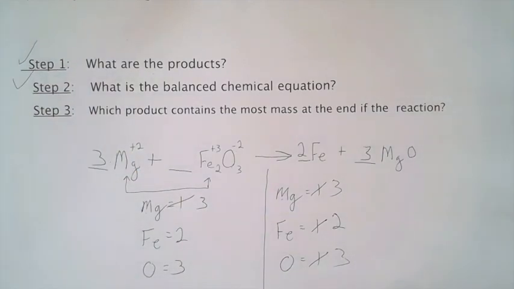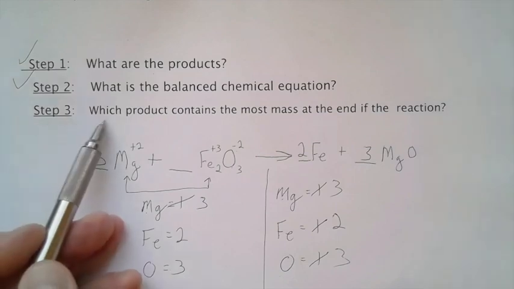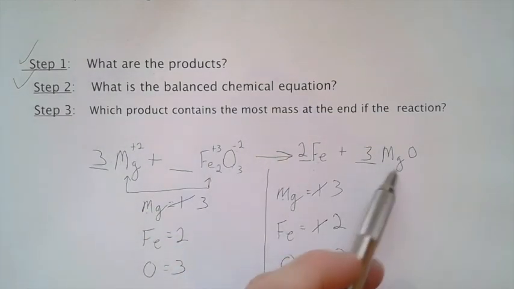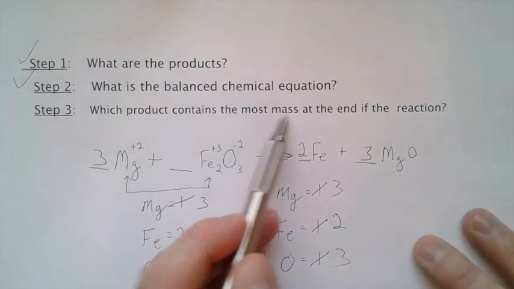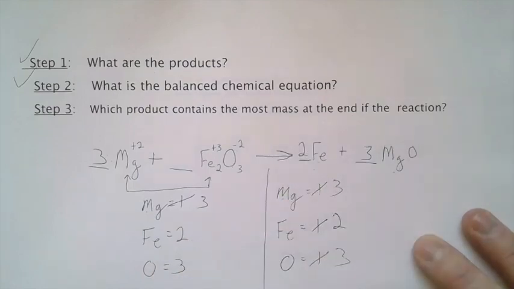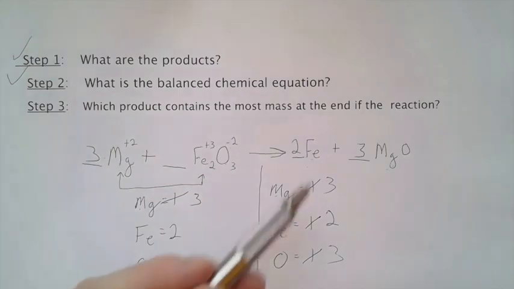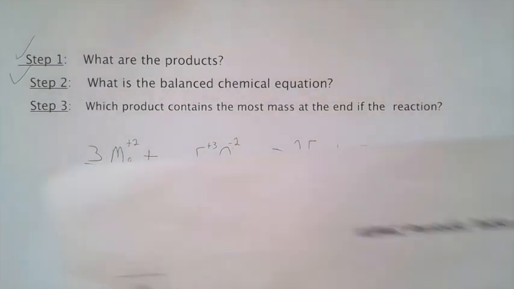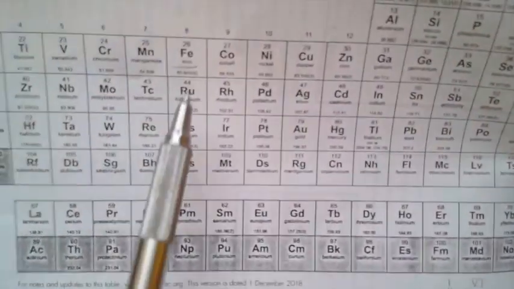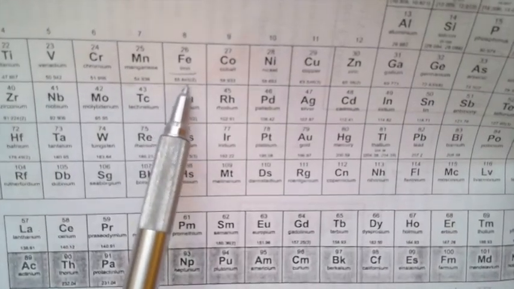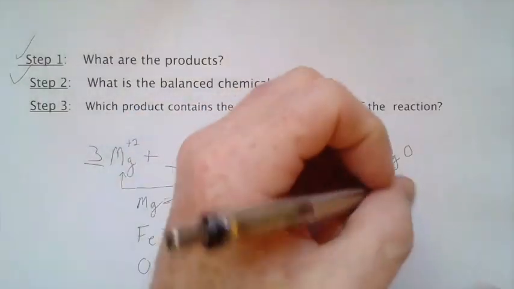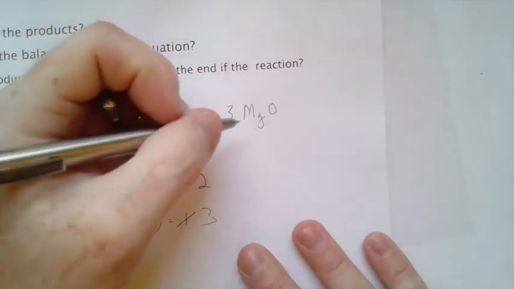We've now balanced our chemical equation. The final step: which product of these two contains the most mass at the end of the reaction? Because we're looking at moles, and one of them is a single element, let's look at the periodic table. Iron is 55.84.